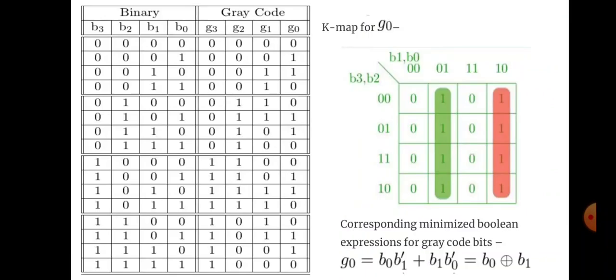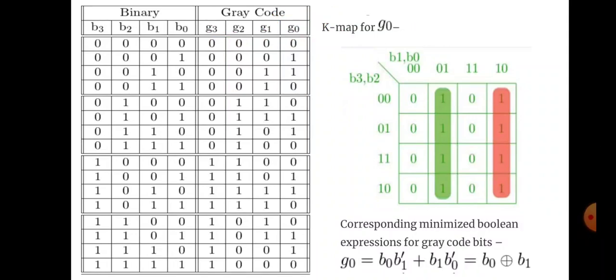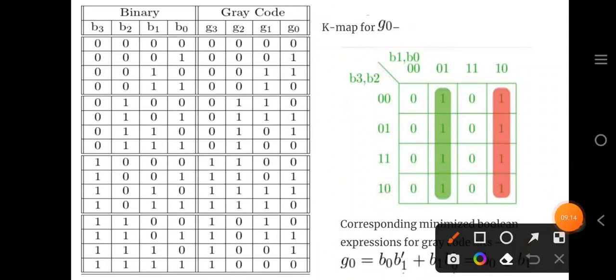Now if we want to design a converter, then we need to draw the K-map for each bit. It means, as we know, the outputs are G3, G2, G1 and G0. So we have to draw the K-map for each of these 4 bits. First we will draw the K-map for G0. So this is the K-map for G0.